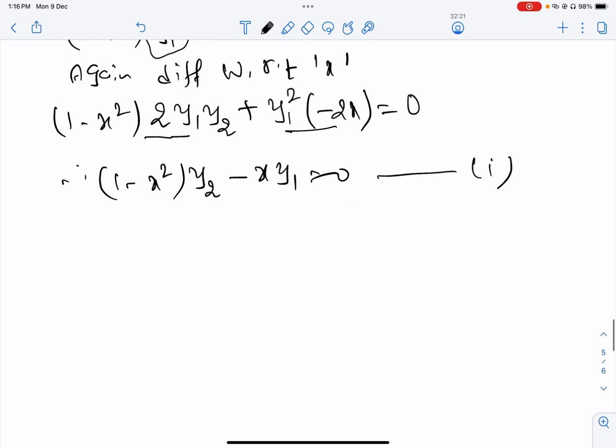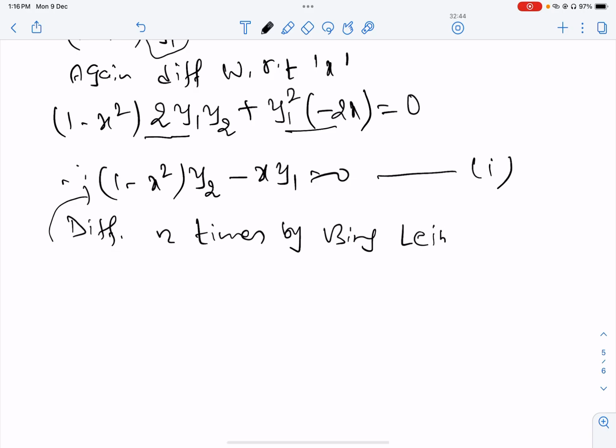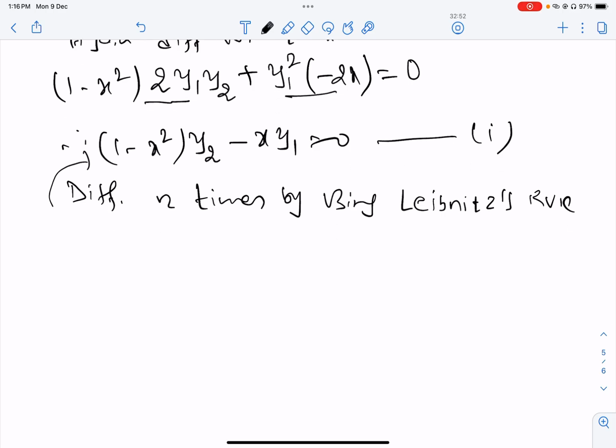So nth derivative. So now there is a Leibniz rule. So we apply the Leibniz rule. So differentiate n times. Okay, differentiate this one n times by using Leibniz rule. So what is that rule? So let us take derivative n times.